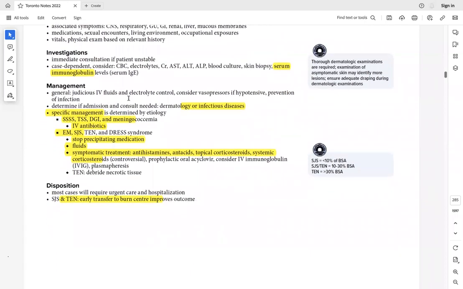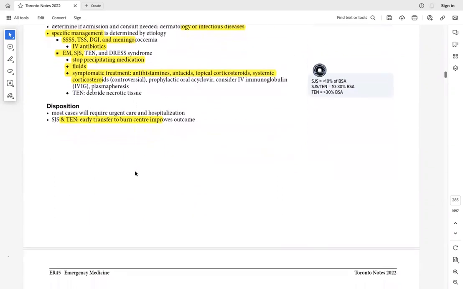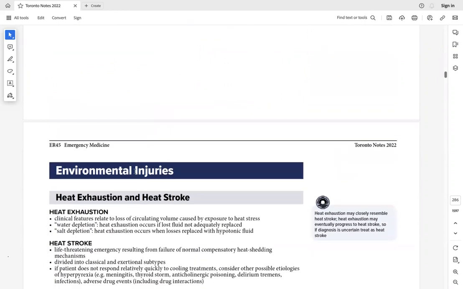Management: start IV fluid, then electrolyte control, vasopressors if hypotensive, and if there's any infectious cause, treat it, or if there's any foreign body, remove it. You will start IV antibiotics. If there's any medication that caused it, stop the medication and start the patient on antihistamines if there is any allergic reaction or something like that.